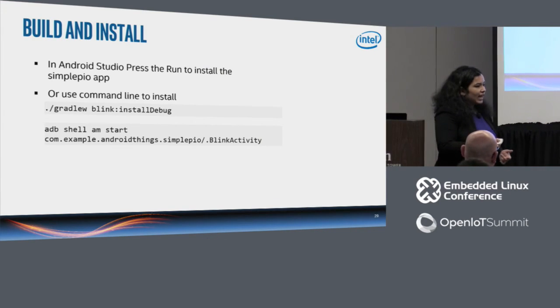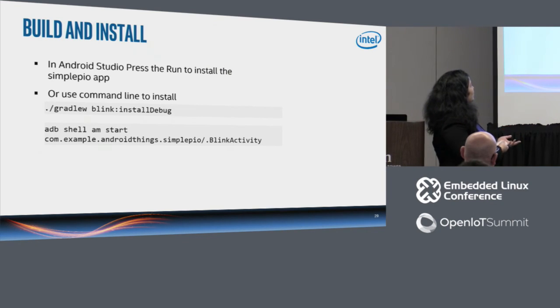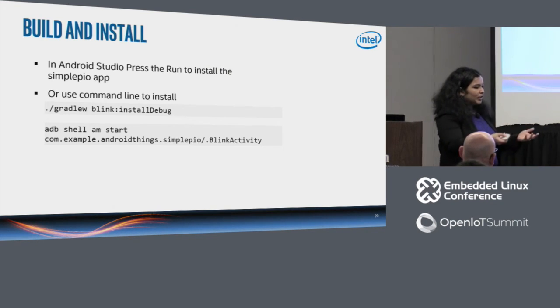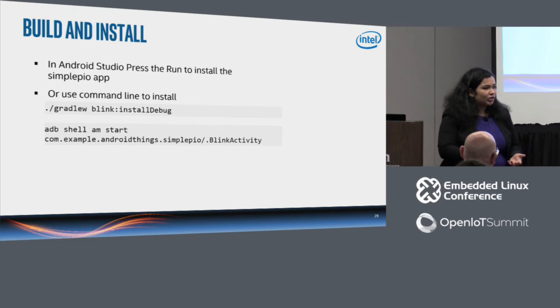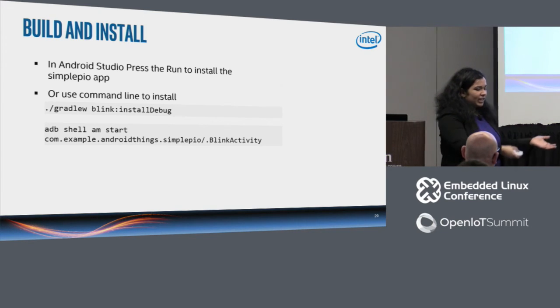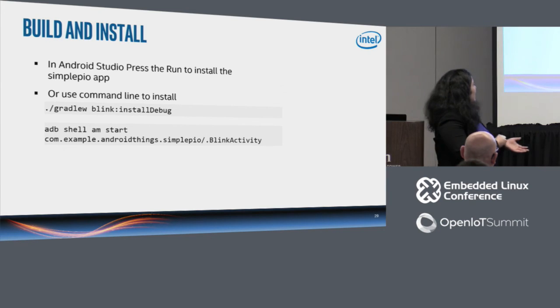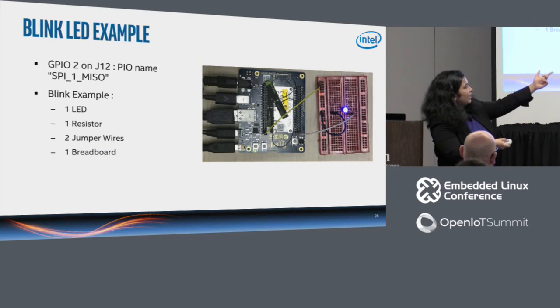So once you have the app, this is a sample, so you're not going to be making any changes to it. You would basically open Android Studio and press run, or if you prefer using the command line, you'd run gradlew blink installDebug. What this does is it doesn't start your app yet. It builds and flashes that app onto your device. Once you run adb shell am start, your activity is brought to the foreground. And then you can see that LED blinking.